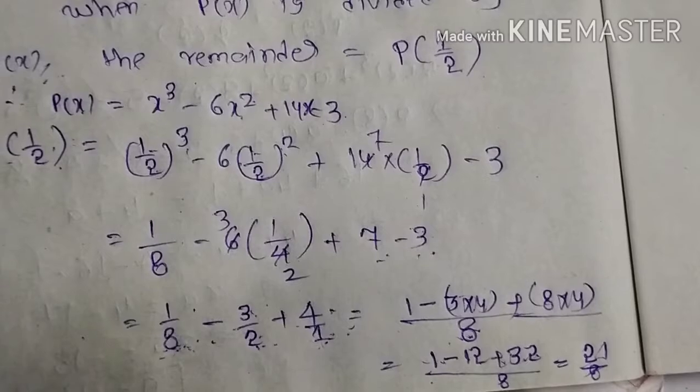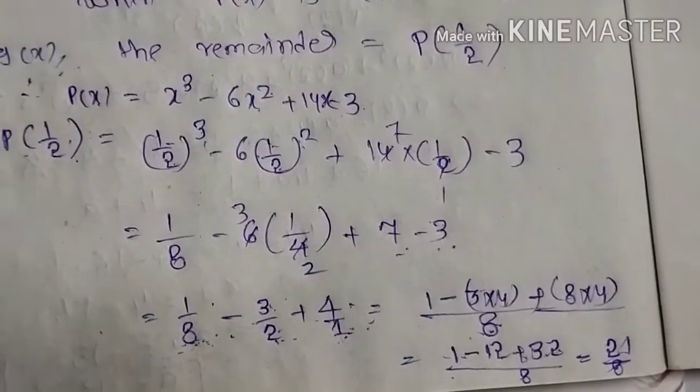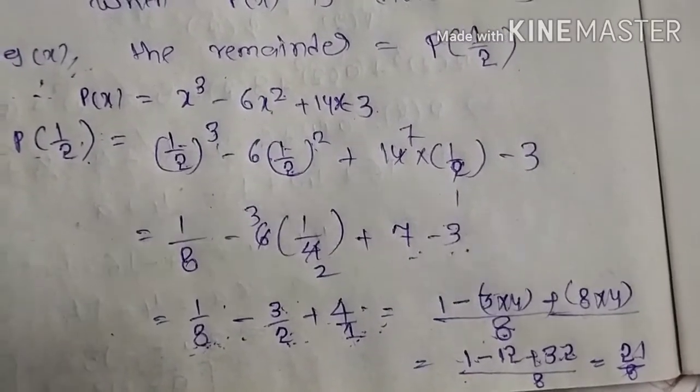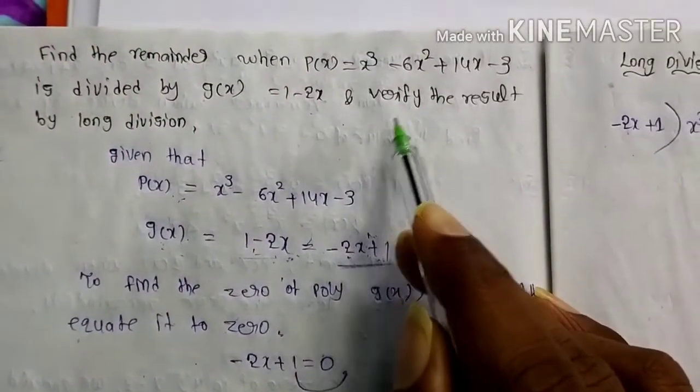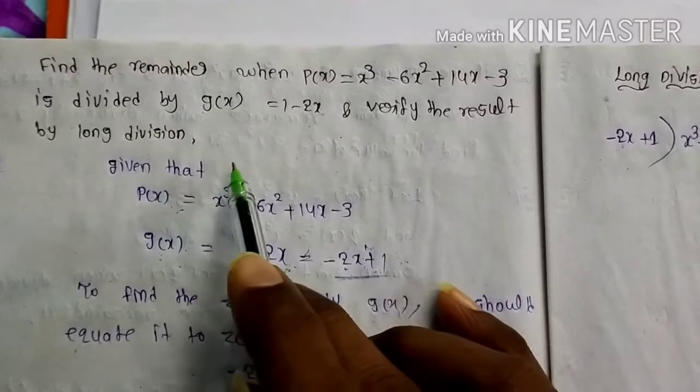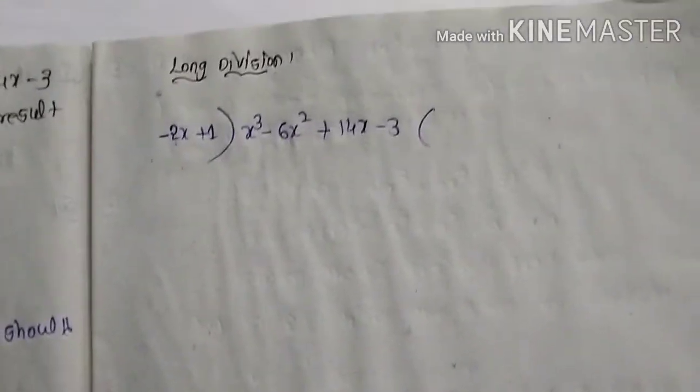Your answer is how much? 21 by 8. Remainder is how much? 21 by 8. Now you can see, and also they mentioned in the question, verify the result by long division. See, you know that long division method.